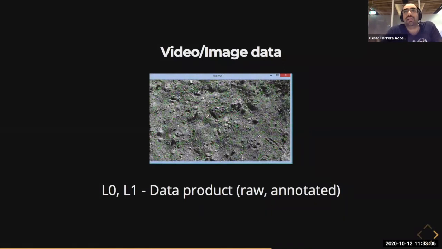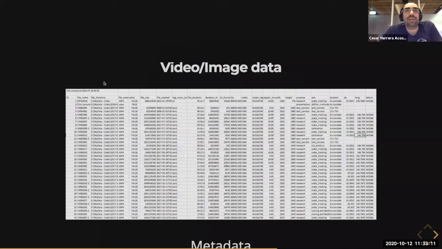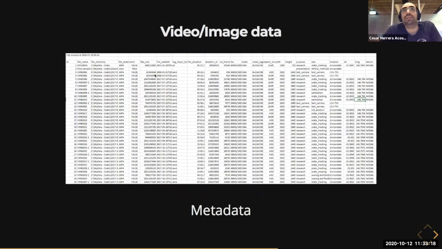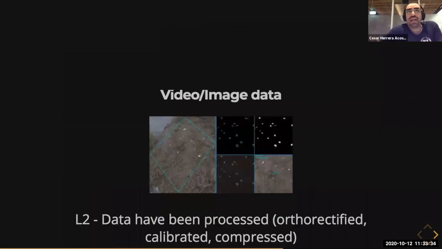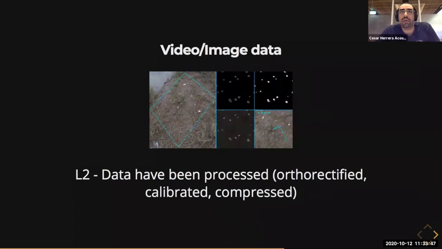Then, of course, I generate another level of information that is the metadata. Well, what is the name of the file, in which directory is it saved, the extension, does the file have an error or not, the size of the file, and so on. What was the purpose of this video, the location, latitude, longitude, and so on. And of course, I think we will appreciate that this information is important once you want to start to analyze it. My L2 data is once I process the data, so I auto-rectify and calibrate the videos and compress the video format. I do this because it's easy to process the video once it is in a format that is not so heavy. So it makes stuff easy.